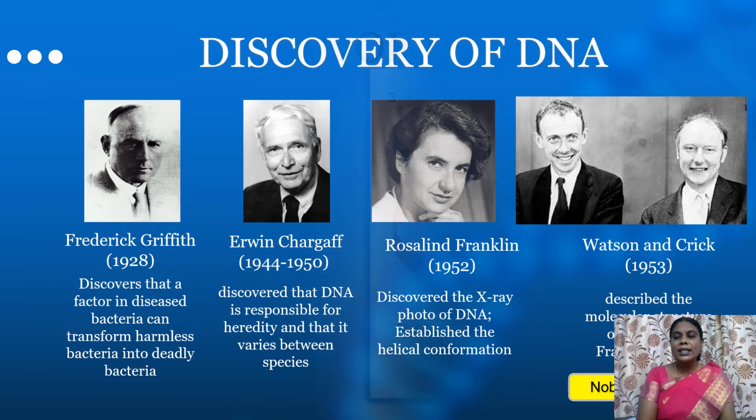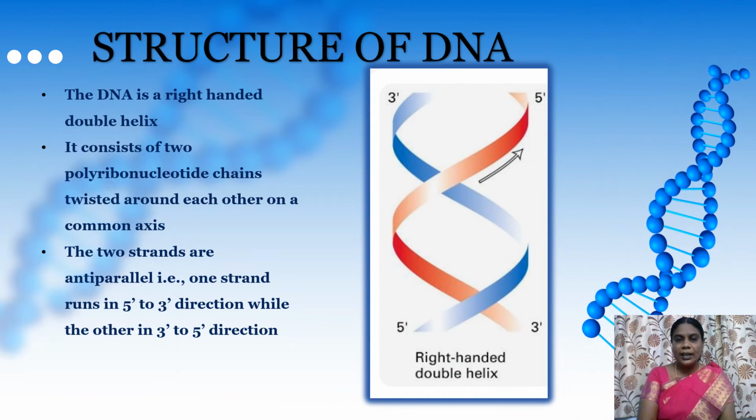And now let us learn the structure of DNA. DNA is a right-handed double helical structure. It consists of two strands. In the picture you can see there are two strands, and these two strands are called polynucleotide chains. They are twisted around each other on a common axis.